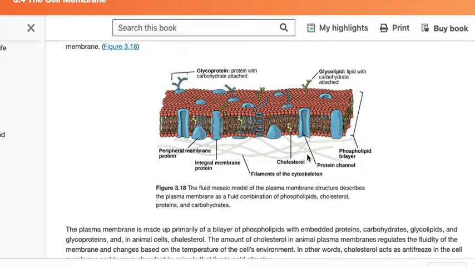And then there's carbohydrates. There's carbohydrates on the cell membrane, and they help identify the cell to other things, almost like a flag to say this is what it is.